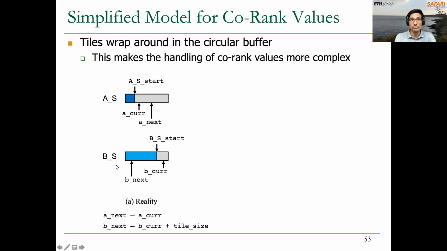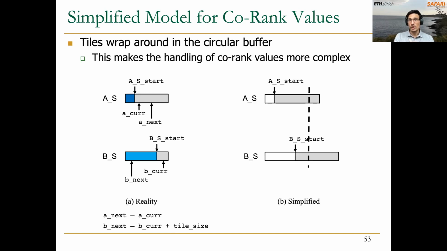However, in the case of B, we have to take into account the fact that B next is a lower index than B current. So in that case, we would need to calculate this size from here to here by using this expression: B next minus B current plus the tile size. In order to handle the circular buffer data structure in a simpler way, the particular implementation that we are discussing here proposes a simplified model for the current values that assumes that the indices don't need to wrap around.